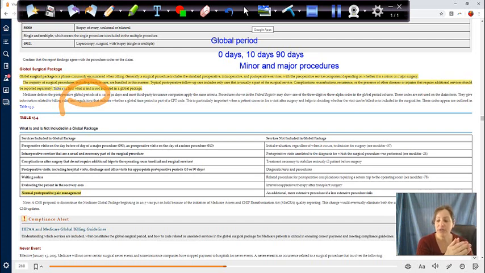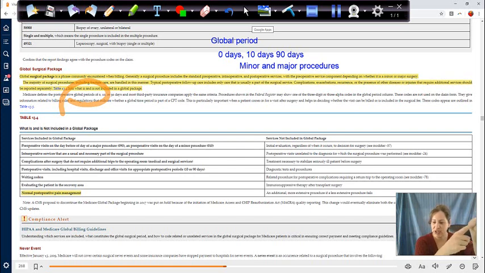Minor procedures like stitches, things like that, have 10 days of follow-up. And then there are super minor procedures that have no follow-up. Like if they want to look at my voice box, they're going to put a scope in, look at my larynx, my pharynx, all that stuff, and then pull the scope out. No follow-up care is included because I should not need to come back.